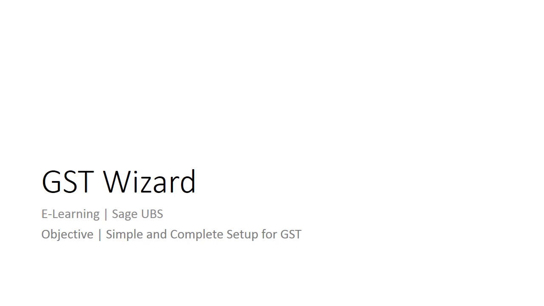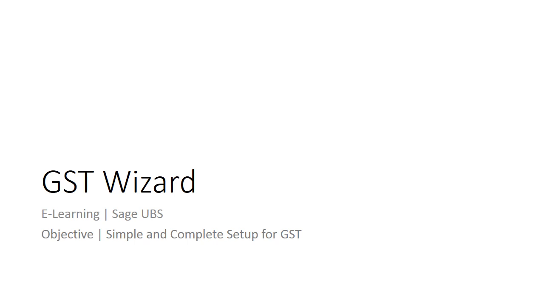Welcome to the e-learning for Sage UBS, on the topic of the GST Wizard. The objective of this feature is to provide users a simple yet complete way of getting ready for GST. This wizard can be used continuously to amend or update the necessary information for GST compliance as your business changes and progresses. The wizard itself will also continually change and be updated to cater for new legislation or new implementations.